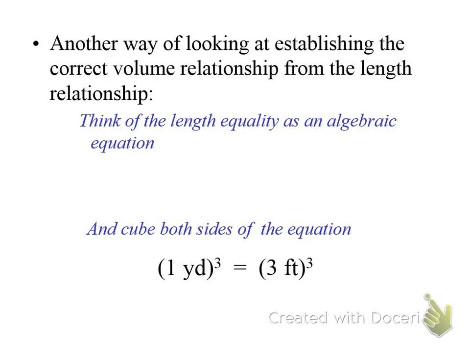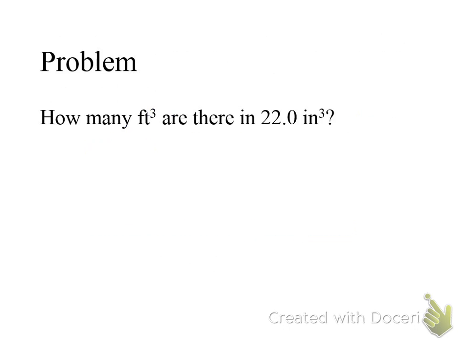So what is 3 cubed? 27, exactly. So we could write a relationship: 1 yard cubed is equal to 27 feet cubed. We totally could. Okay. So for sure. So let's go ahead and work a problem that involves volume. So anytime you see length raised to the 3rd power, you're talking volume. Length raised to the 3rd power is volume.